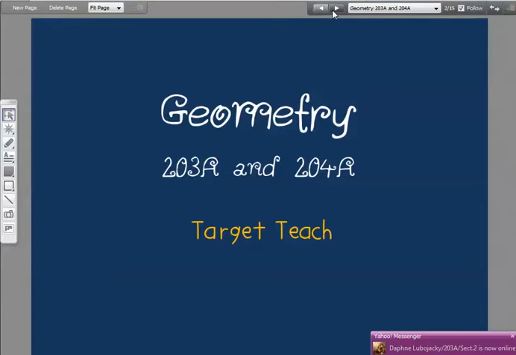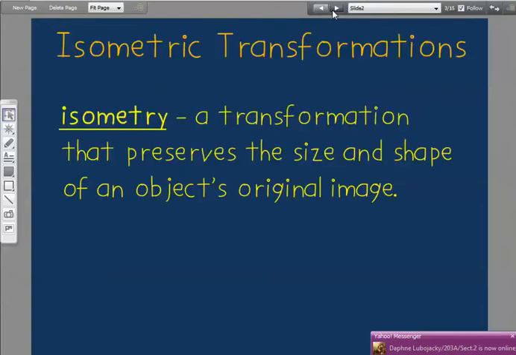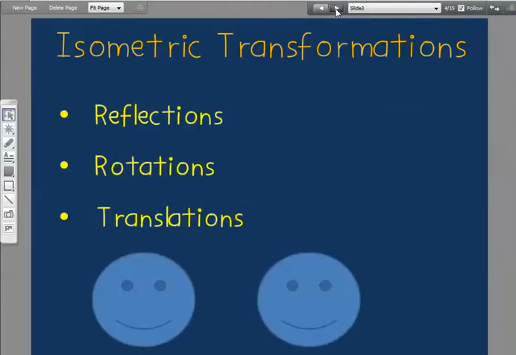So let's get started. First, we're going to talk about isometric transformations. The definition of isometry says it's a transformation that preserves the size and shape of an object's original image. That means whenever the transformation takes place, nothing about it changes. Here are three transformations that are always isometric. The first is reflections, and then there's rotations and translations.